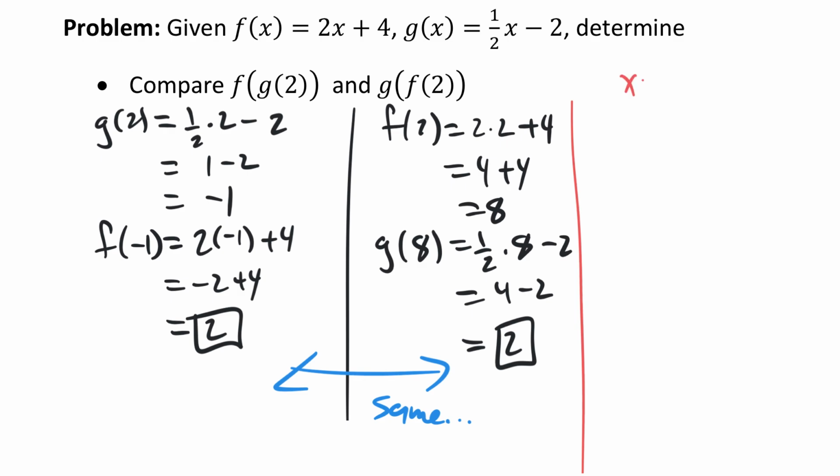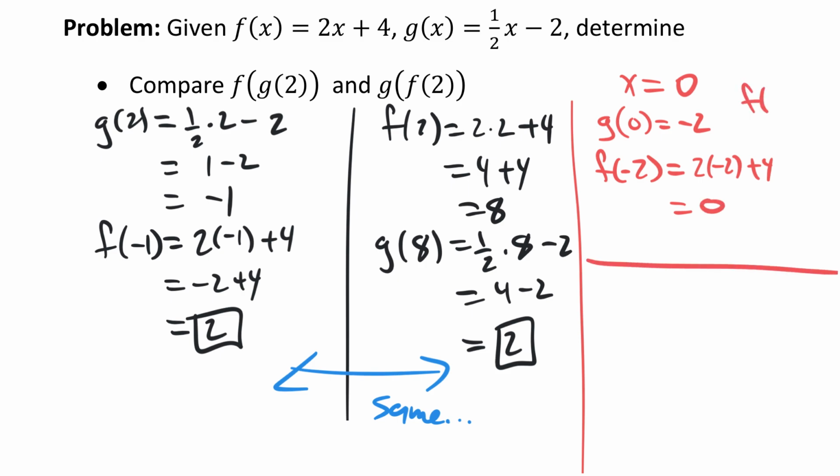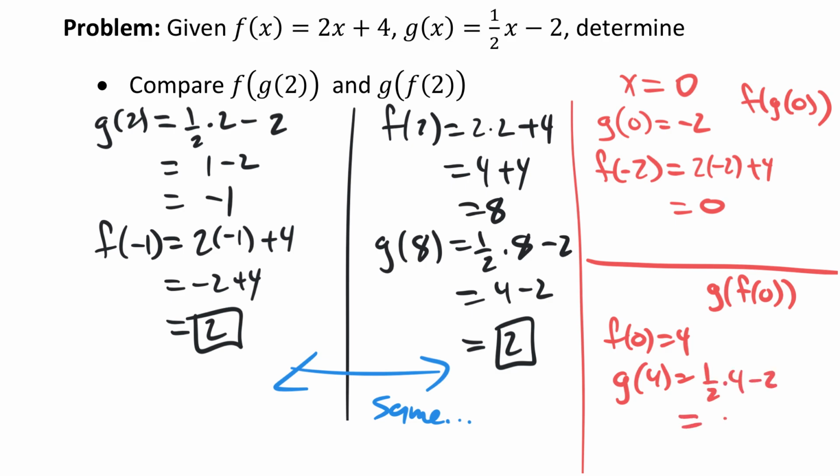All right, so assuming you tried it with something different, I'm going to try it with 0 just for fun. So g of 0 equals negative 2. F of negative 2 equals 2 times negative 2 plus 4, which is 0. Okay. So this here is f of g of 0. Now we'll do g of f of 0. Well, f of 0 is 4. G of 4 is 1/2 times 4 minus 2. Oh, that's 0. And these again are the same.